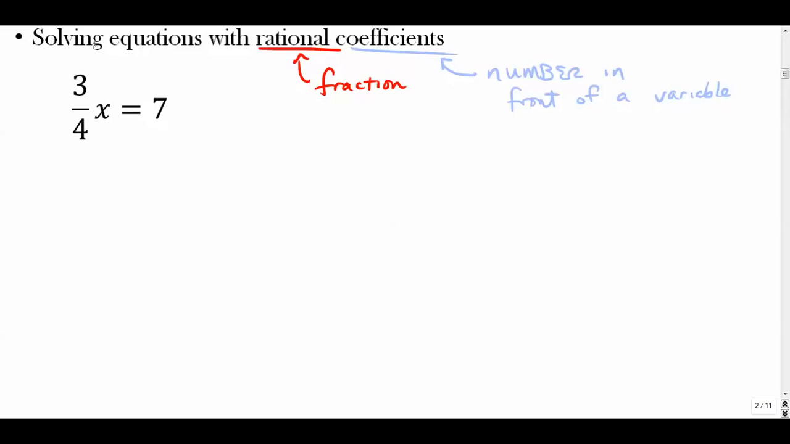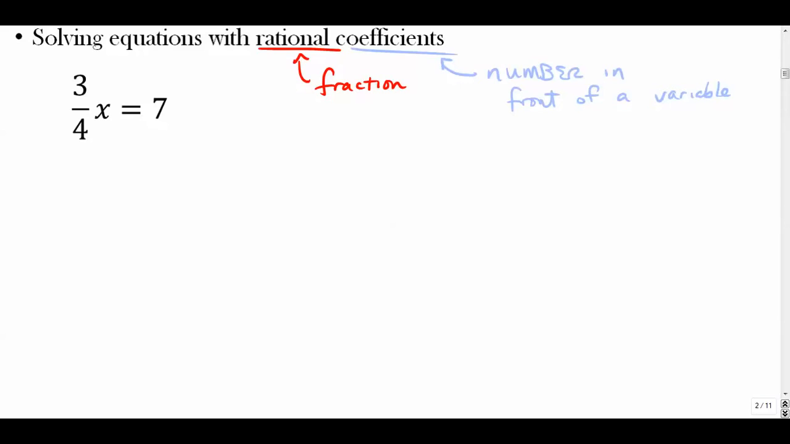Alright, so when we look at equations with rational coefficients, your job is, of course, in any equation, to find the value of x that makes the left side equal to the right side. So we have to figure out what that value is. So go ahead and pause this, give it a shot, and see if you can get the right answer. I'll work through it in a second here. You can press play and see if you got it right.